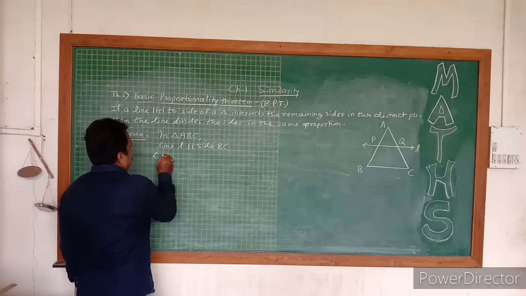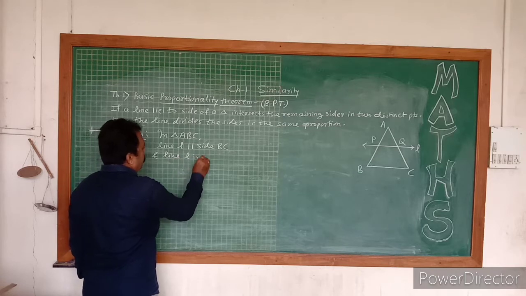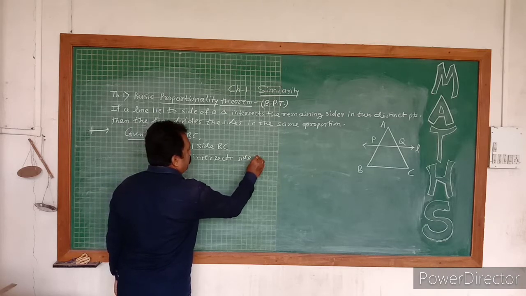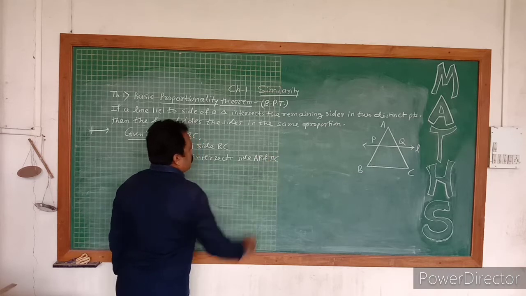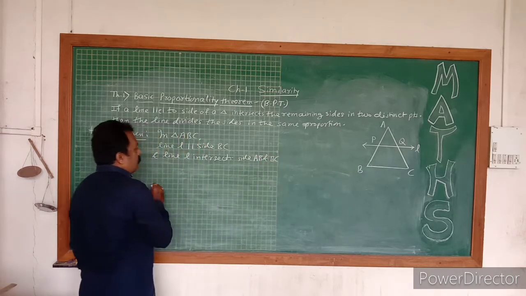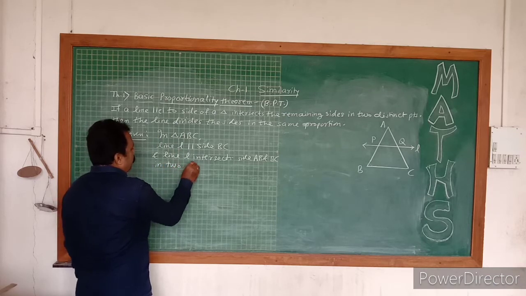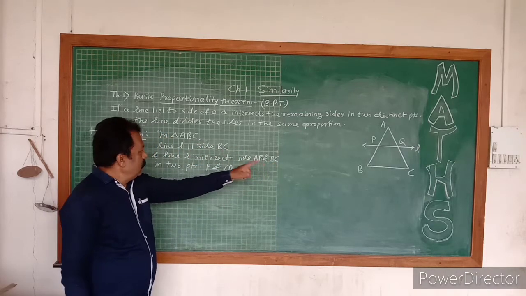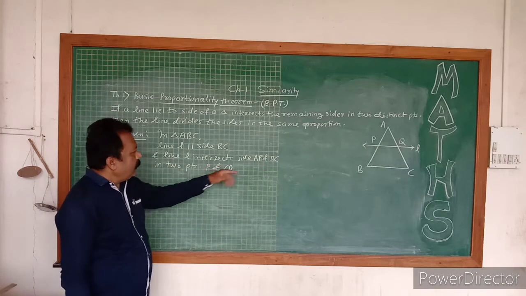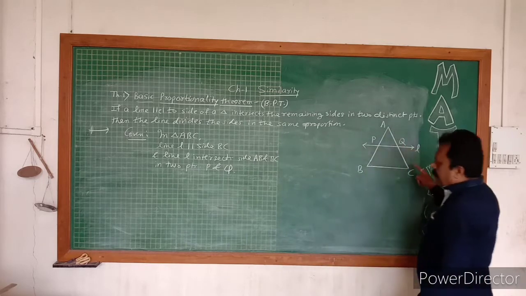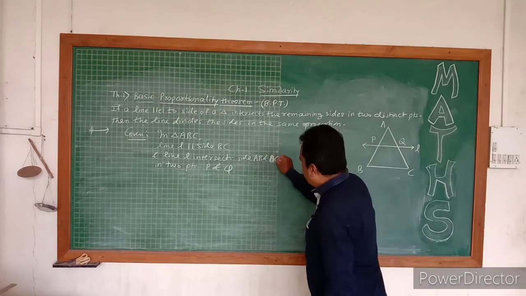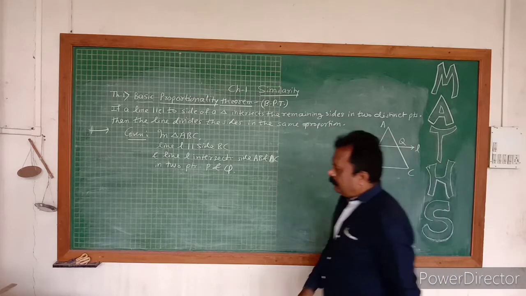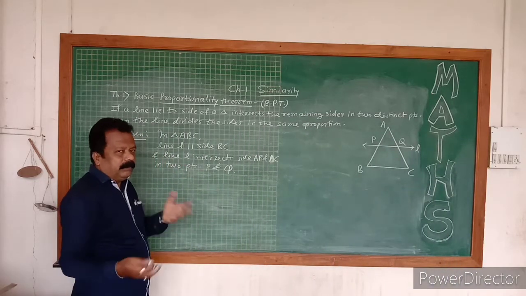And line L intersects side AB and AC into points P and Q. In triangle ABC, line L is parallel to side BC and line L intersects the sides AB and AC into points P and Q. This is about the given. Anyhow, you can write the given in your own words.